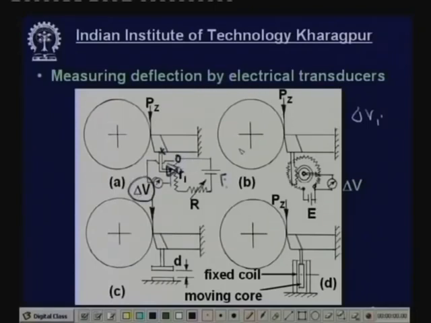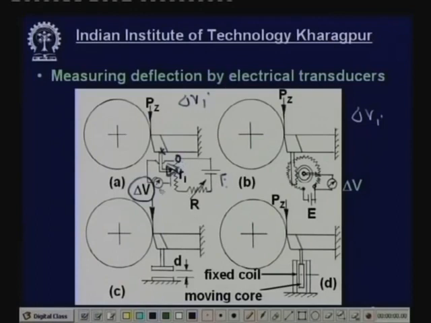That delta V is proportional to delta R, and delta R will be proportional to the amount of deflection. So the force Pz will produce proportional deflection. From proportional deflection, there will be a proportional change in resistance. From the change in resistance, you get a proportional voltage. So the delta V becomes proportional to Pz. Now the value of the proportionality will be determined from the calibration. So you have to do calibration.